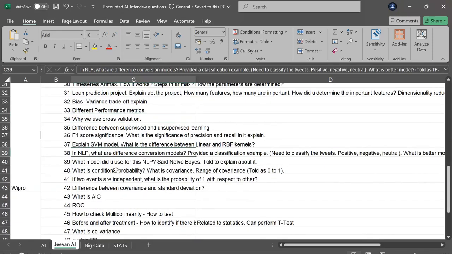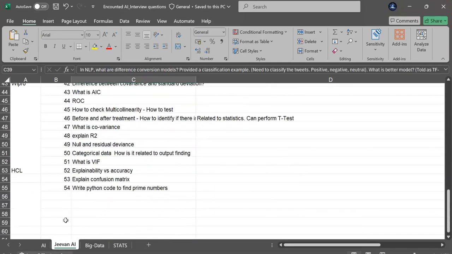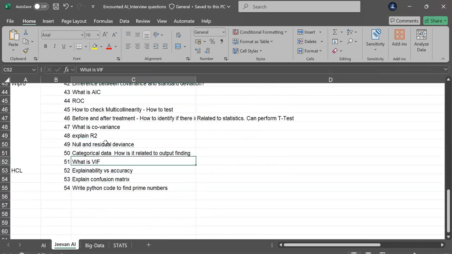So guys, I will explain each and every concept. I'll explain what is VIF, explain R square. Would you explain R square? What is the formula of R square? 1 minus SSR by SST. What is SSR? What is SST? ANOVA. ANOVA is divided into 3 parts: SSR, SST, SSC. Explain like this, and he will be impressed by you. But explain theoretically and practically. What is covariance?